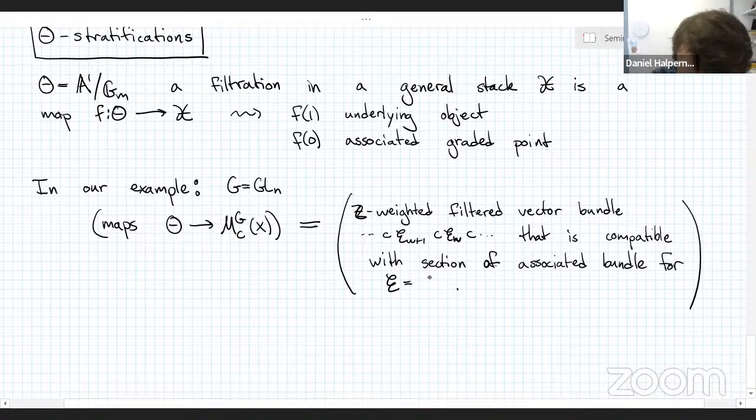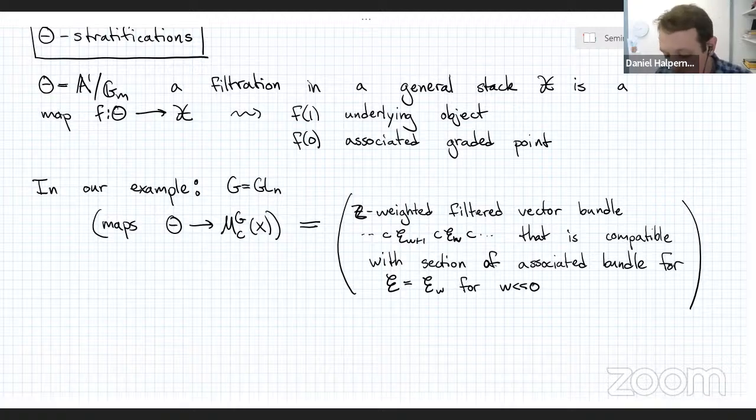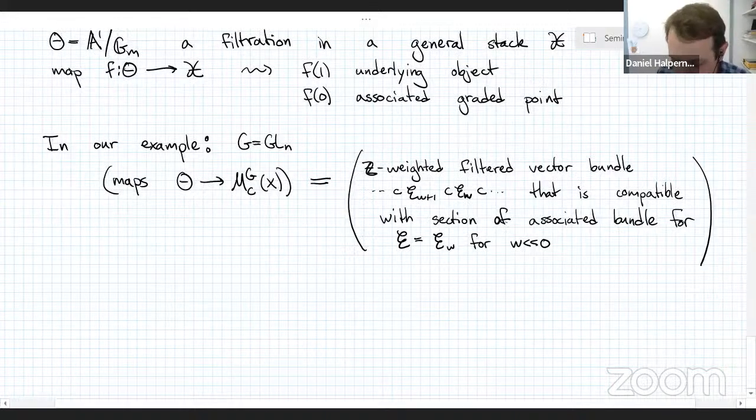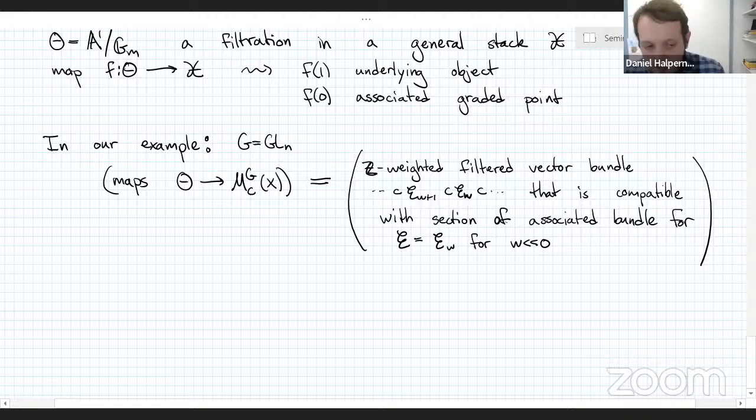So maybe it's clearer to say E is E_W for W much less than 0, and X is a representation of GLn. So whatever X is tells you what the additional data is, and it's a section of some associated bundle for this vector bundle. So in our example, if you have E with an endomorphism, this is saying that the endomorphism has to respect the filtration. So it's not just Z-weighted filtrations of the vector bundle. It's Z-weighted filtrations of the vector bundle that respect the endomorphism.